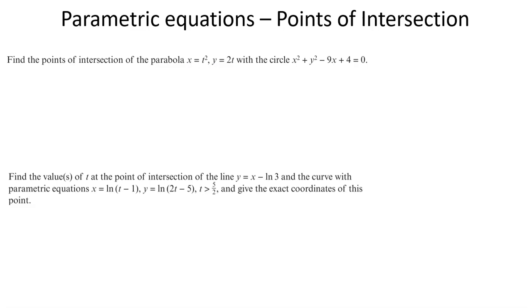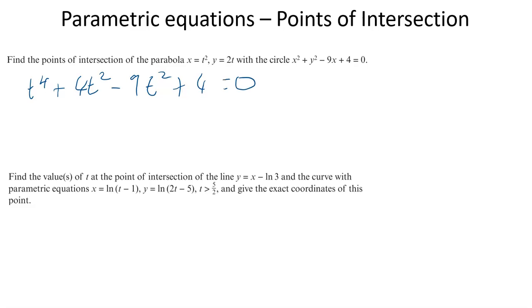As we have an equation here in terms of x and y, and we know what those x and y are in terms of t, we can just substitute in and see what we get. So x squared: that is t squared, but it's squared, so it is t to the power of 4, plus y squared, and that's this squared, so that's going to be 4t squared, minus 9 times x, so that's minus 9t squared, plus 4 equals 0.